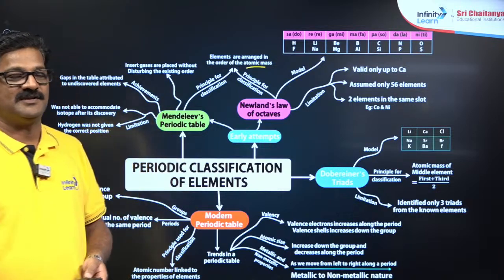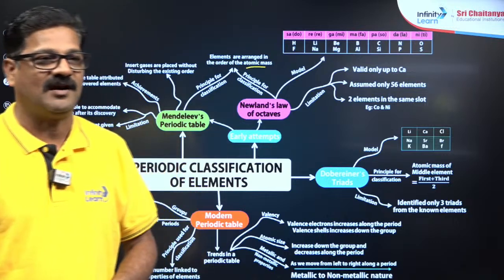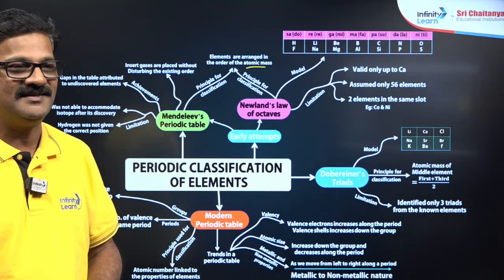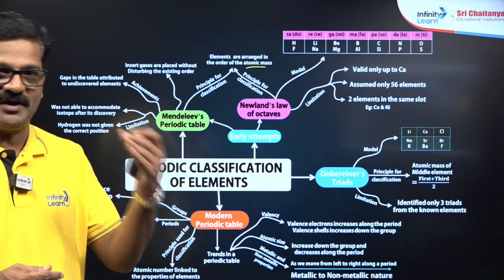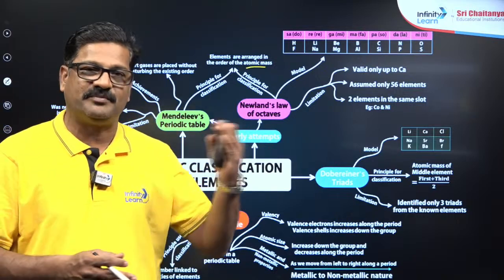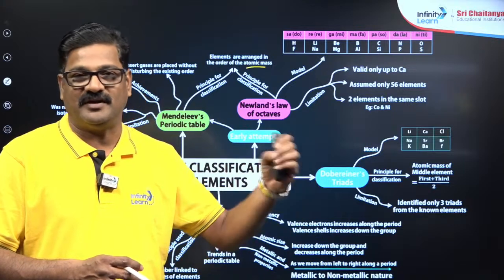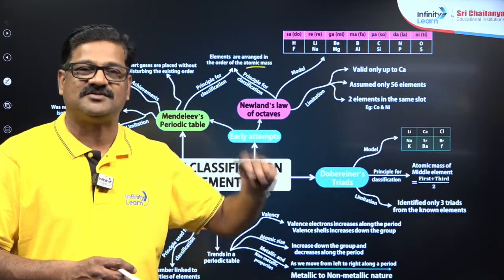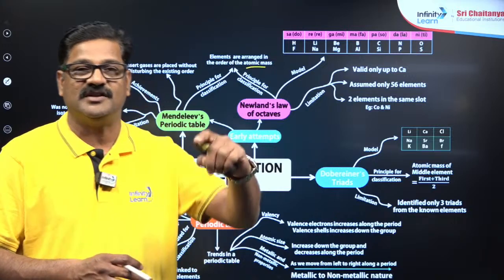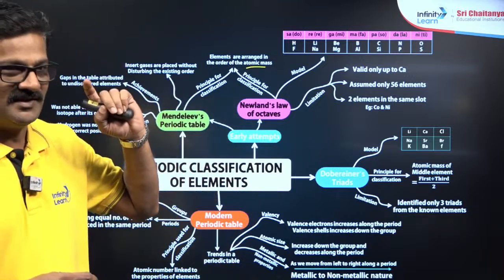Niels Bohr has given his periodic table. Can't remember. Niels Bohr, beta. It was first the Mendeleev periodic table that was given. The Mendeleev periodic table was modified by Moseley by replacing atomic mass with atomic number. Later on, the electronic configuration was added by Niels Bohr, and that is the modern periodic table.